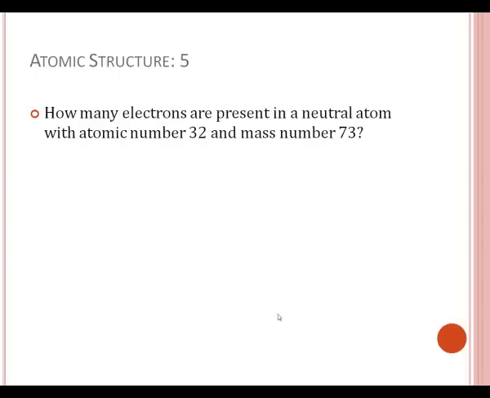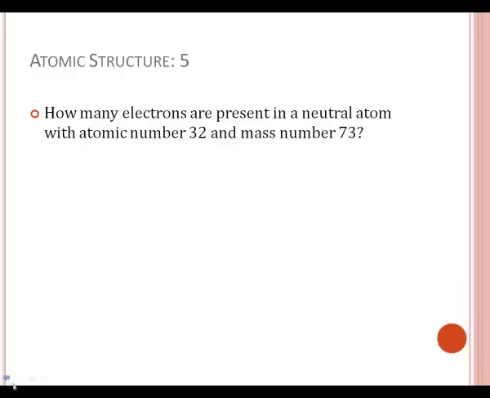Question 5 asks us to determine how many electrons are present in a neutral atom with atomic number 32 and mass number 73. So this question has a red herring in it. It's got one number in there that's set to confuse you. The mass number of 73 isn't going to be important to us unless we're trying to find the number of neutrons. In this particular problem, we're solving for the number of electrons.